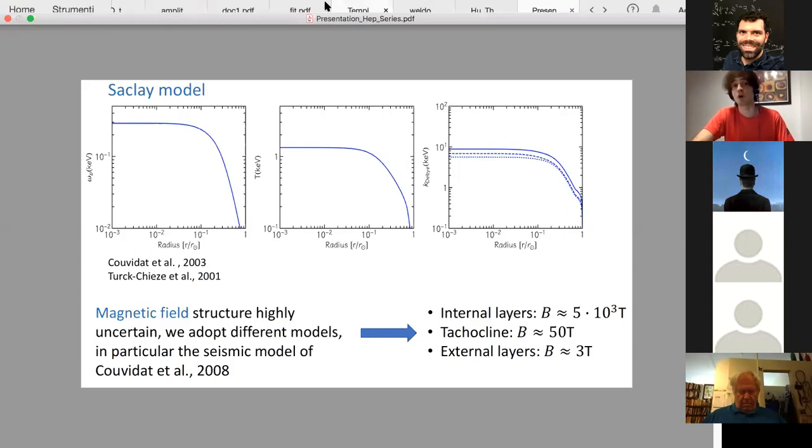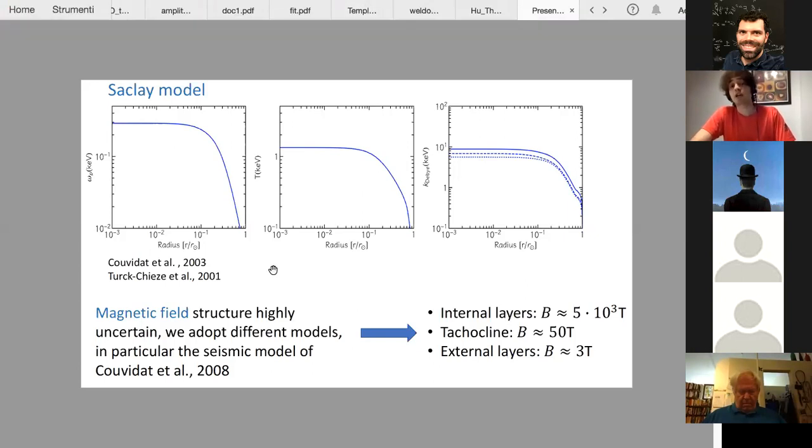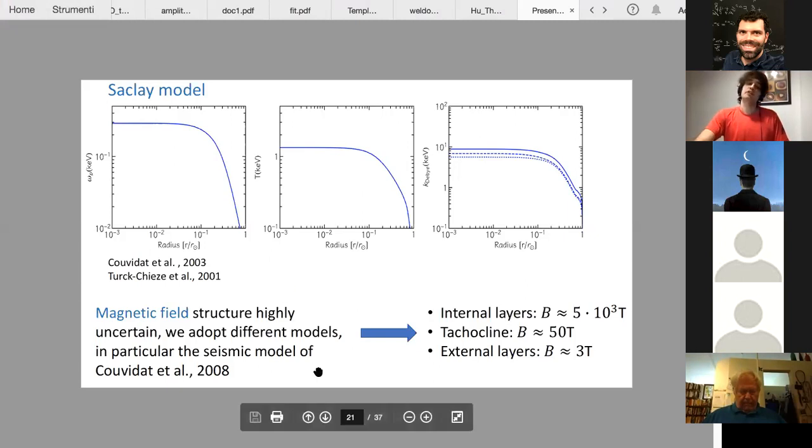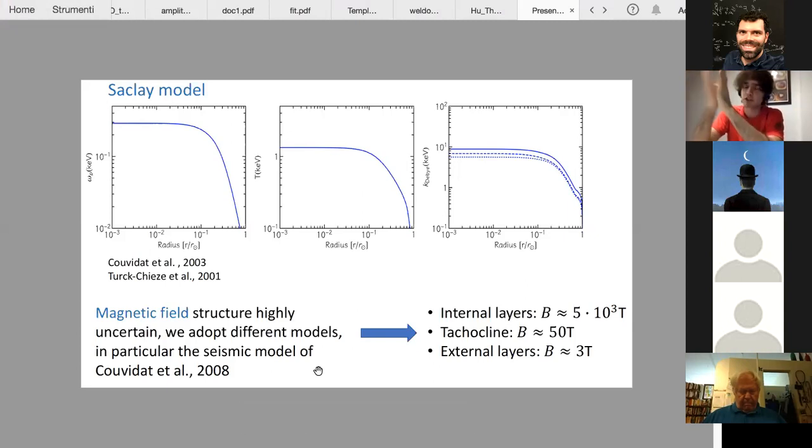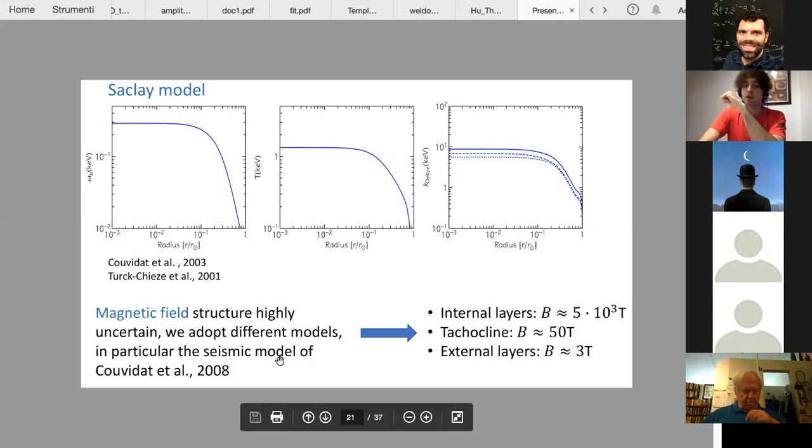And so we use this model, and then actually the most uncertain part of all this stuff is the structure of the magnetic field, because it's pretty unknown. So in the paper we considered different possibilities. Our benchmark model is the model of the magnetic field that is given by some of the same authors of the Sackley model.